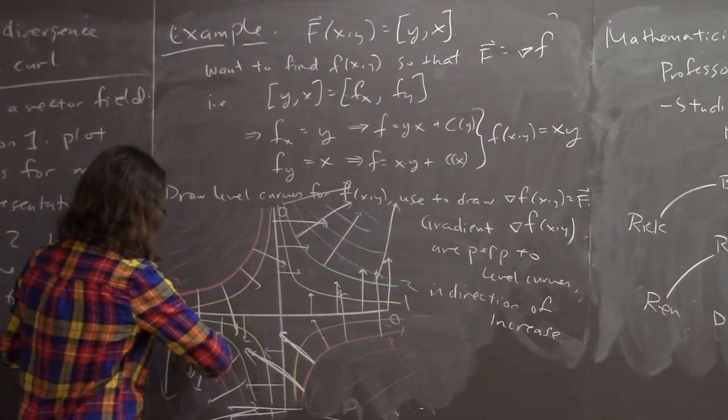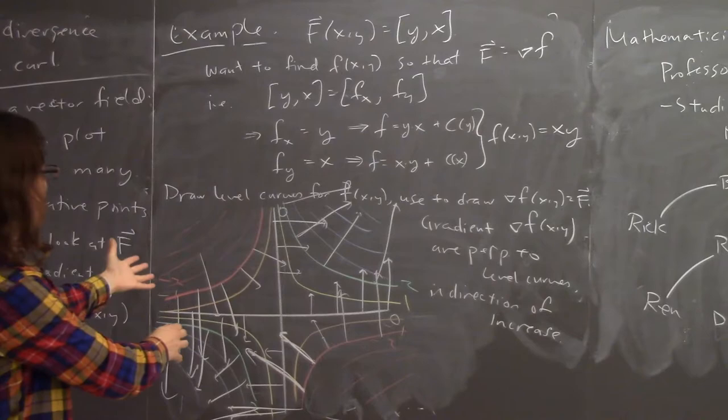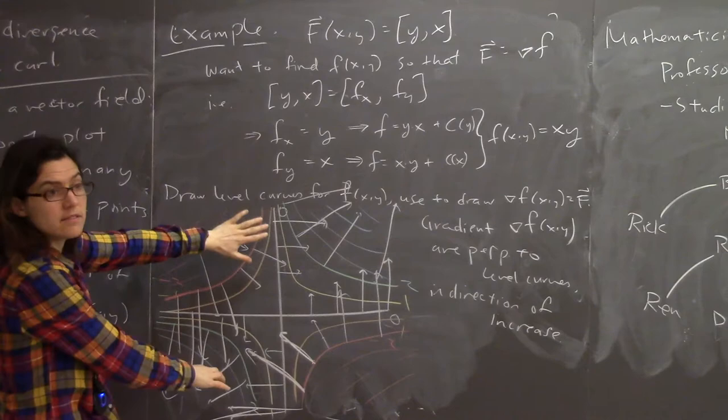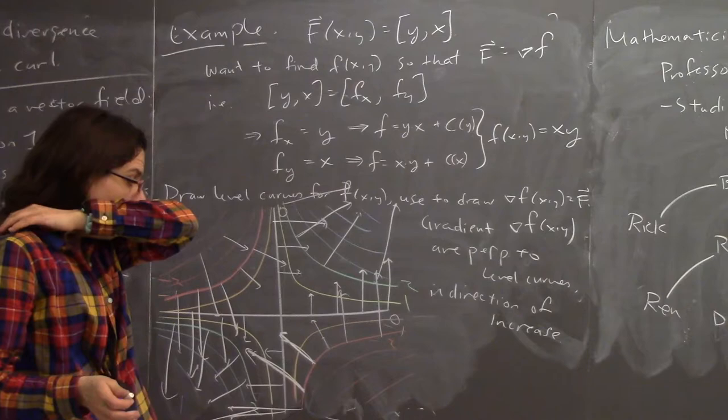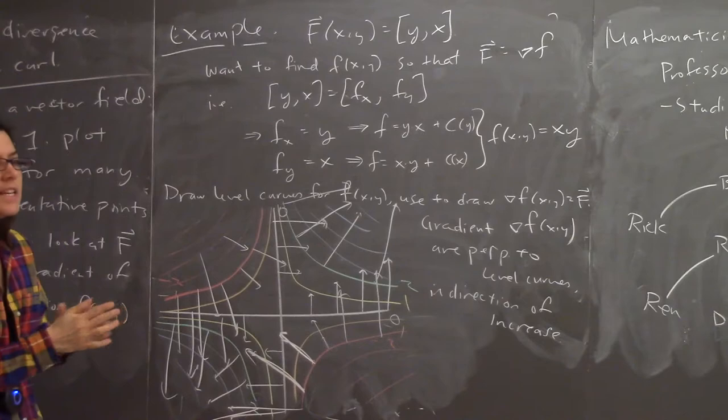Okay. So if we had just plotted all these vectors, so imagine that the colors went away. If we just plotted these vectors, it might be kind of hard to see what's going on. But the idea of gradient is using the level curves and seeing it as a gradient is that you can have a holistic picture of what's going on.